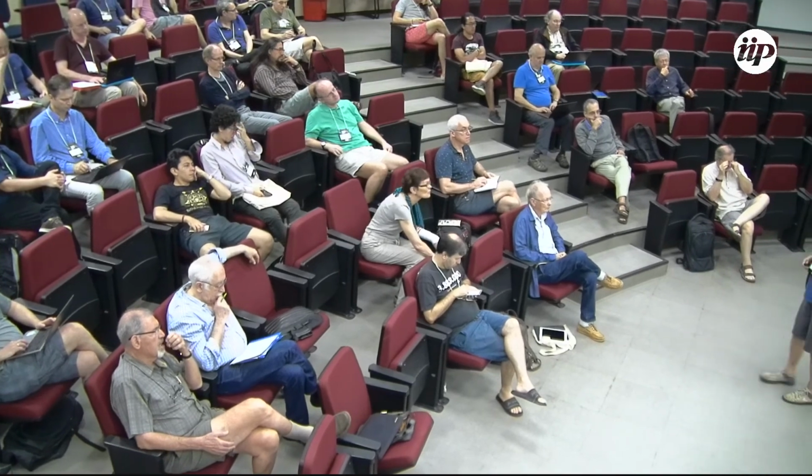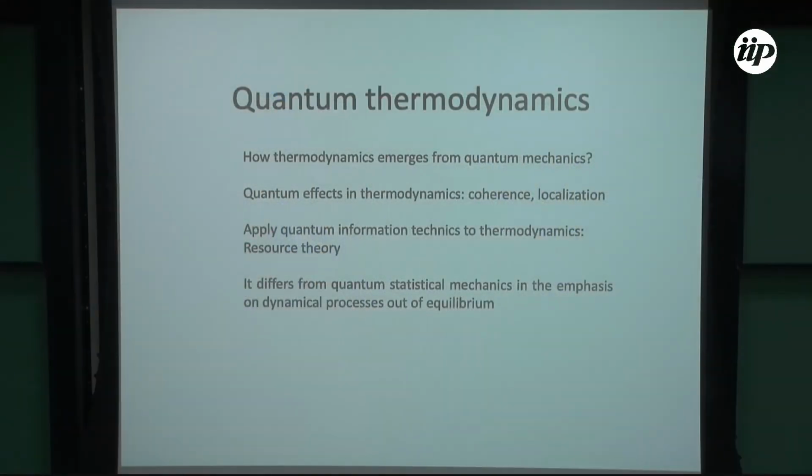The quantum effects in thermodynamics, such as many-body localization or coherence. What are the effects in many-body systems? Another important point in quantum thermodynamics is to apply many new techniques that come from quantum information to thermodynamics. One of these is, for example, resource theory that was applied for entanglement, that now was applied recently to coherence, and people are trying to apply it to non-Markovian processes.